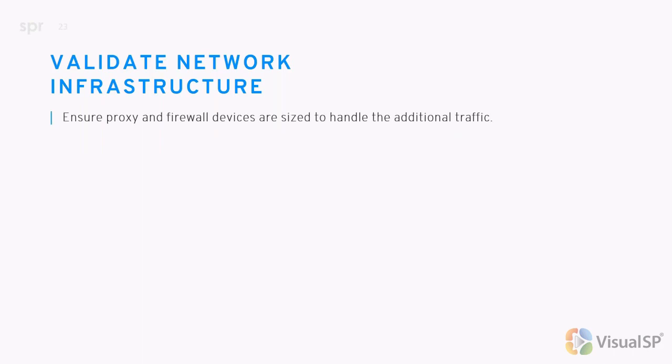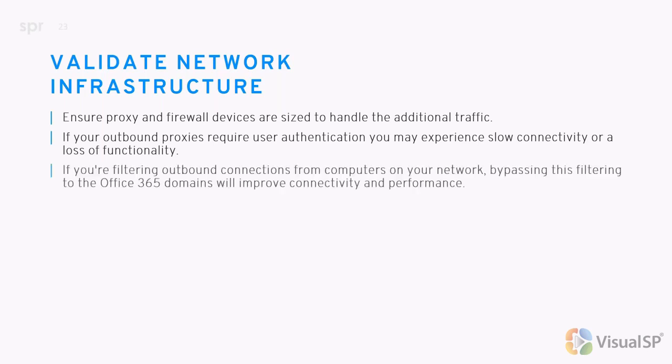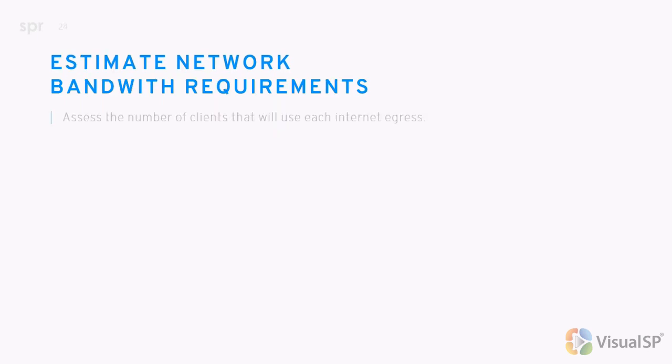So there are a few things that I list out here that you can do. You can ensure that proxy and firewall devices are sized to handle the additional traffic. You want to make sure that your outbound proxies, if they require user authentication, you're going to get some slow connectivity or a loss of functionality. So you don't want to do that if possible. And you also want to make sure that you bypass any filtering on outbound connections. That'll help improve connectivity and performance.